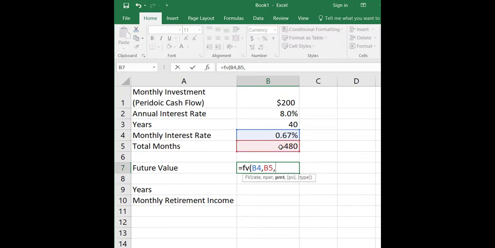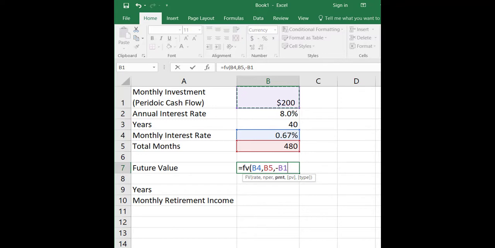Finally, we enter the payment, which is the $200 negative cash flow that we generate from investing in this mutual fund. So we type a negative sign and click on the 200. It's important to remember this is $200 that's going out of your monthly budget. That's why you have to enter a negative number.